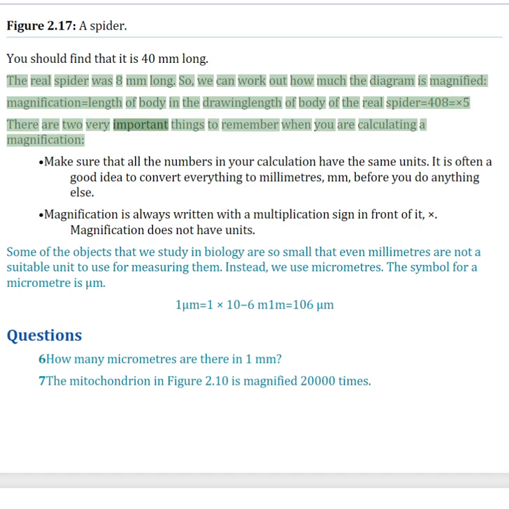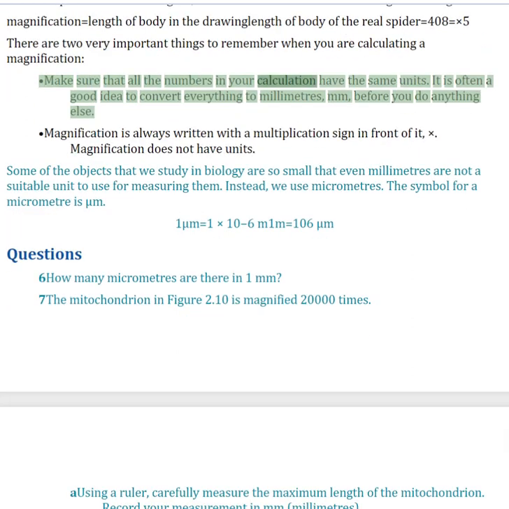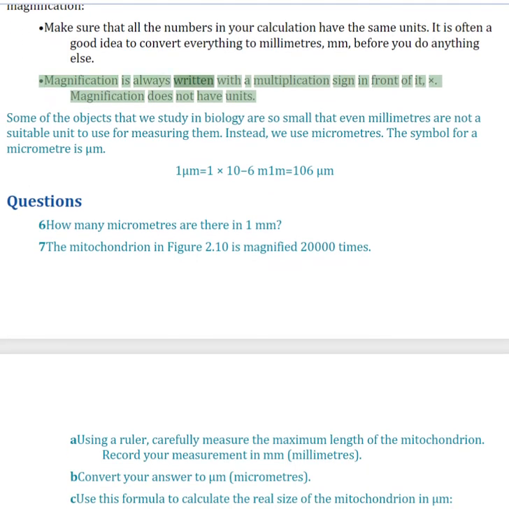There are two very important things to remember when you are calculating a magnification. Make sure that all the numbers in your calculation have the same units. It is often a good idea to convert everything to millimeters before you do anything else. Magnification is always written with a multiplication sign in front of it. Magnification does not have units.